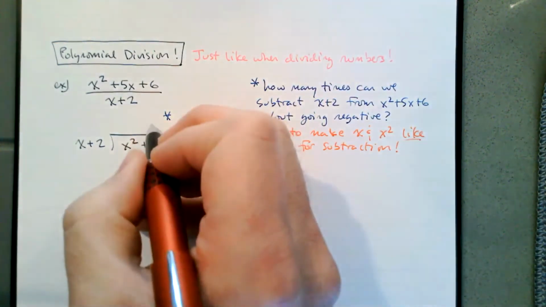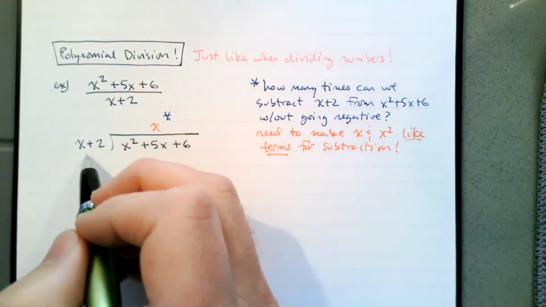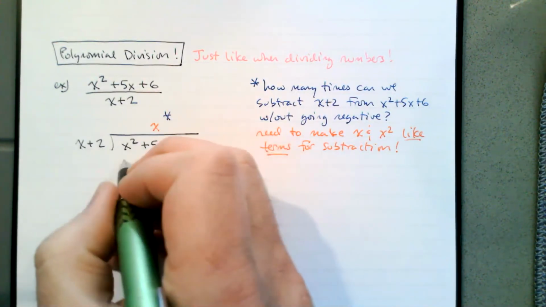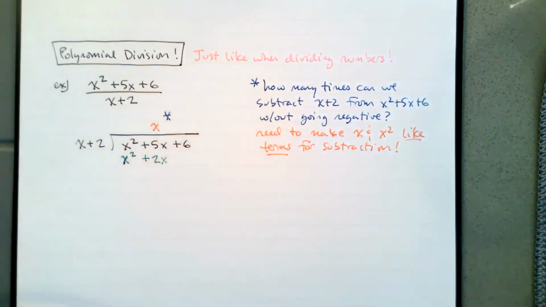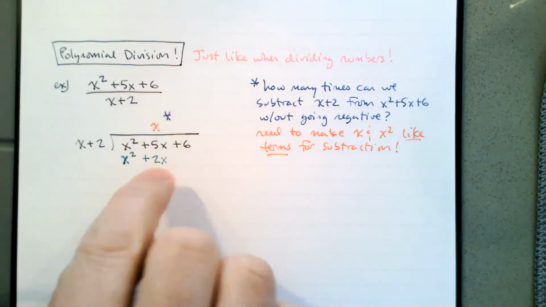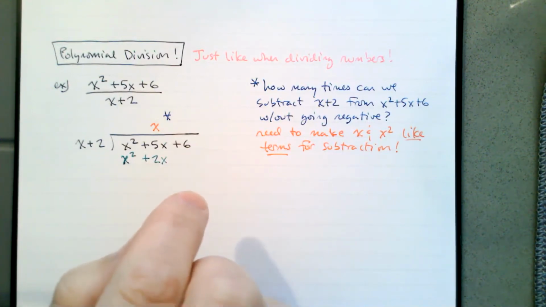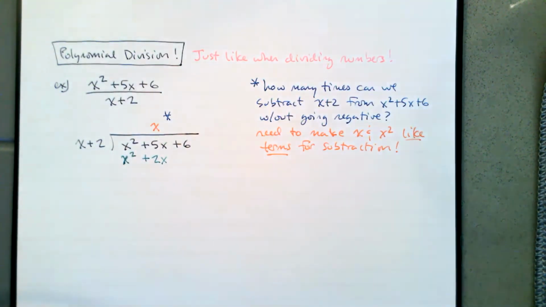So if I multiply x times the x, I'll get an x squared. So that's all I'm going to multiply by x. So I'm going to subtract x copies of x plus 2, and then the next step is to multiply. X times x plus 2 is x squared plus 2x. Just like we did in the number example where I took 7 times 3 is 21, I'm going to subtract 7 copies of 3 from 22. I'm going to subtract x copies of x plus 2 from the x squared plus 5x plus 6.